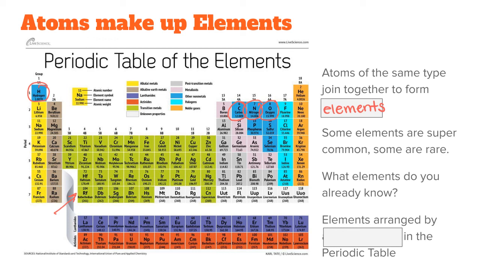What elements do you guys already know? You probably already know some of the ones I just mentioned. You might know some others that I haven't mentioned. The thing about the elements is they're arranged in this table based on a few things, but right now we're just going to talk about how they're arranged by their atomic number.